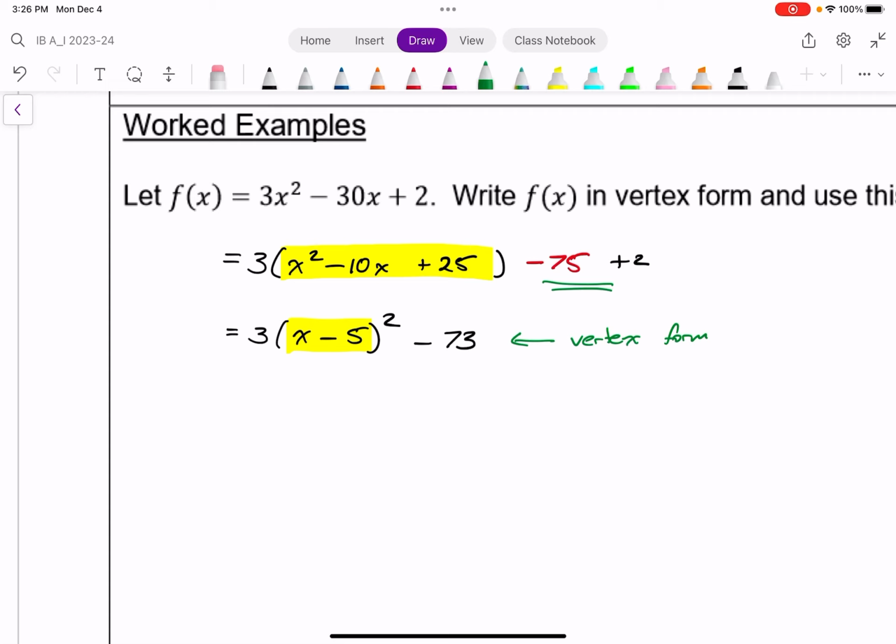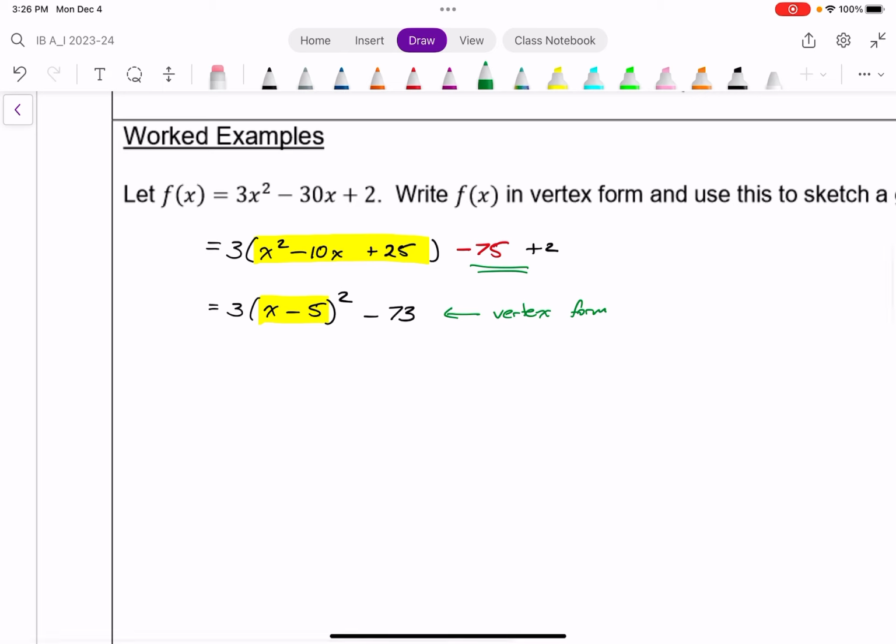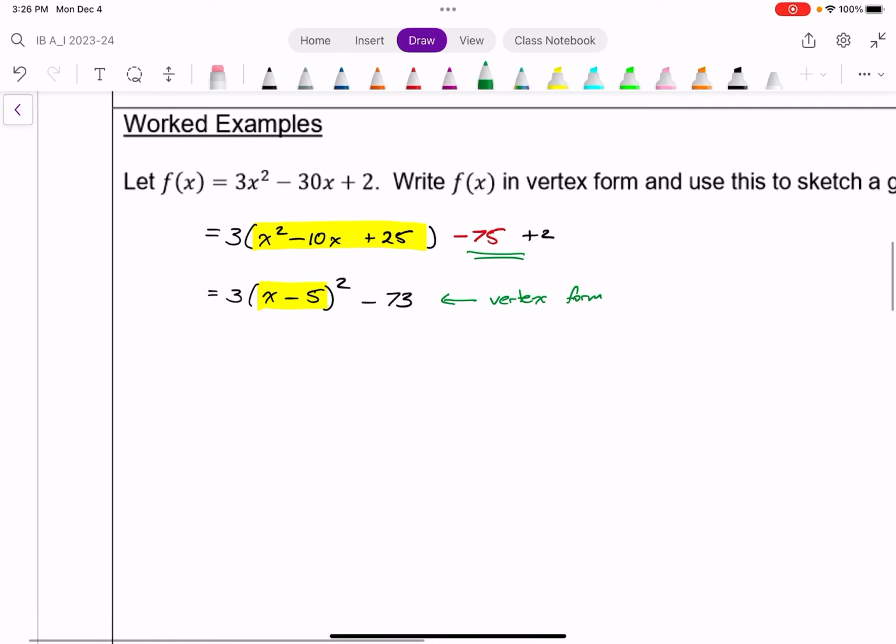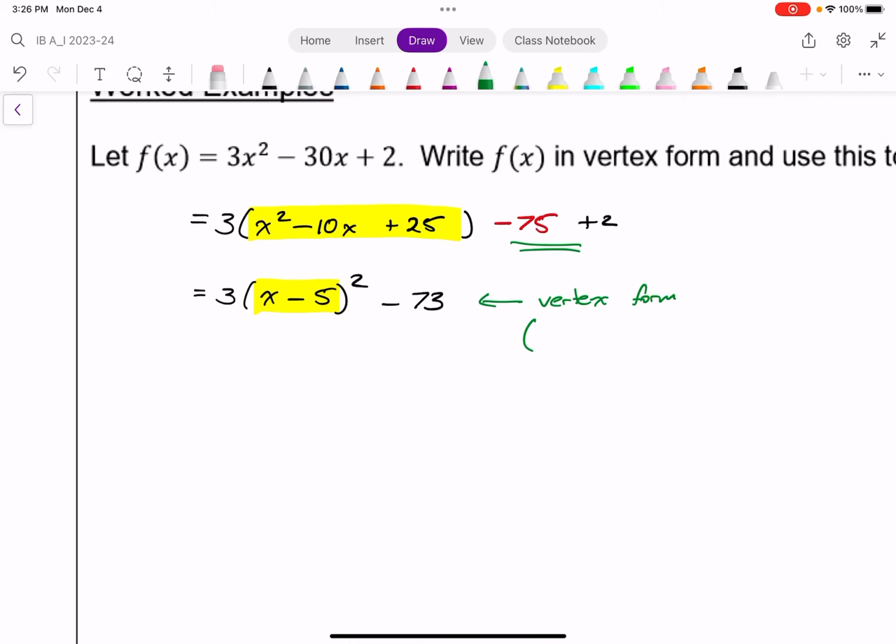From this equation, I can see a lot about the behavior of this quadratic function. I can see the vertex is at positive 5, negative 73. I can tell that it's opening up, or concave up, because that 3 is a positive number. If that 3 was negative, it would be opening down, or concave down.